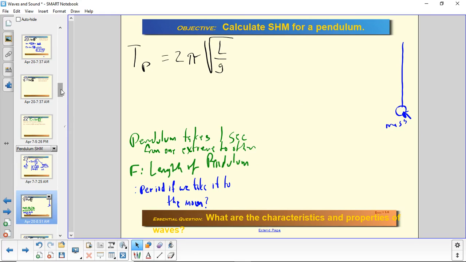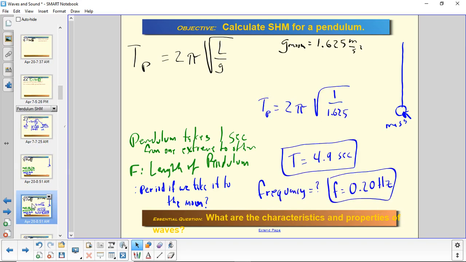All right, let's see. I think I have it on this. Yeah, I think this is the right numbers. I worked it out once before when I was getting ready for this, and I think that this is right. Anyway, you set it up the same way. Period equals 2 pi times the square root of 1, because it's 1 meter long, divided by 1.625. It turns out the gravity on the moon is about 1/6 of what it is on Earth. Do the math, that comes out to be about 1.625 meters per second squared. Plug it all in, do the math, and you wind up with a period of about 4.9 seconds.